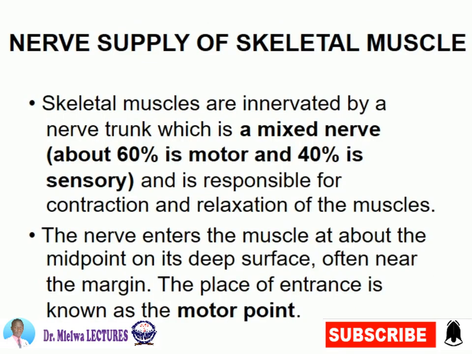Now we have finished the nomenclature of muscles, and let's move to the nerve supply of skeletal muscle. Skeletal muscles are innervated by a nerve trunk which is a mixed nerve.